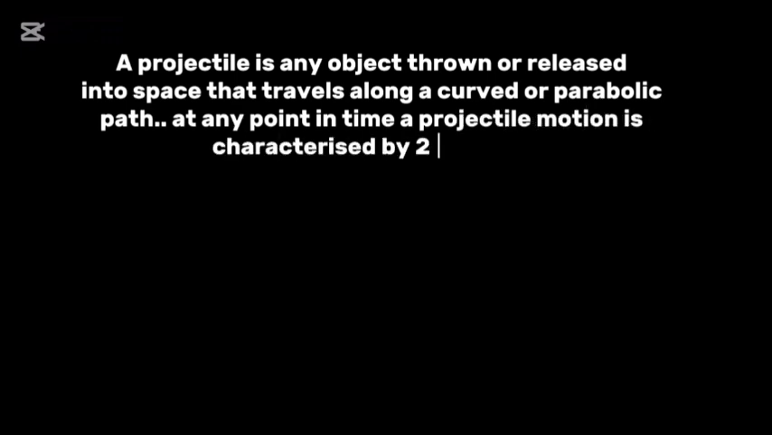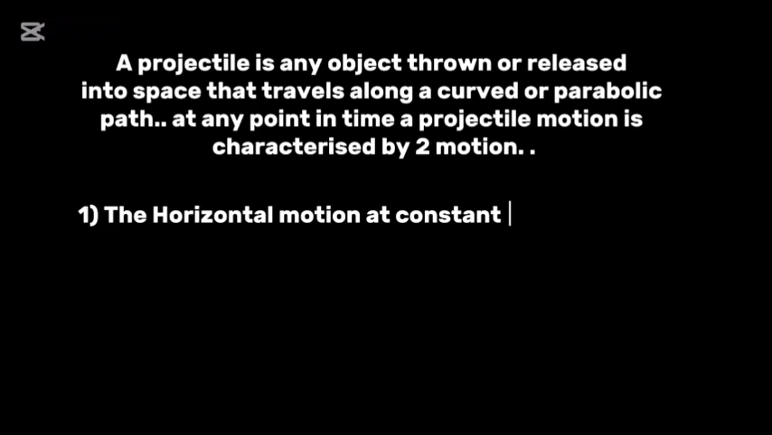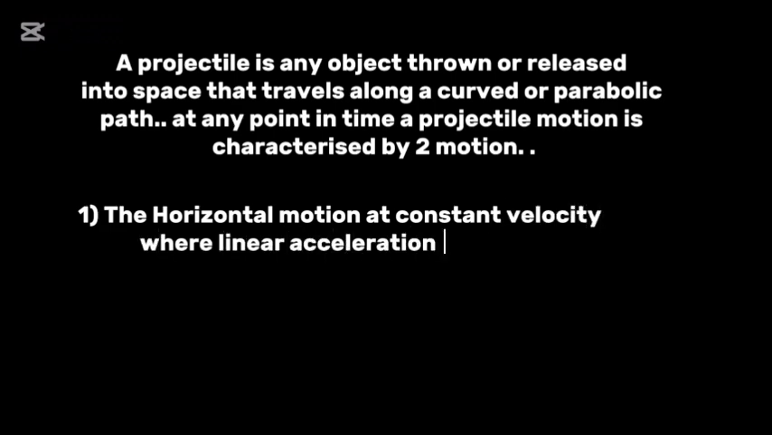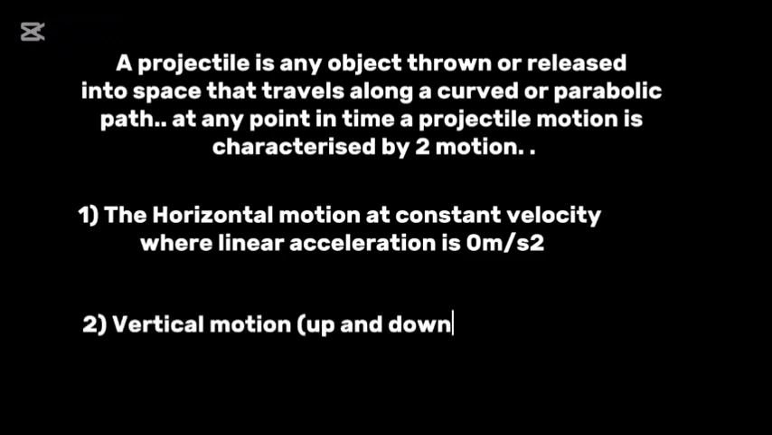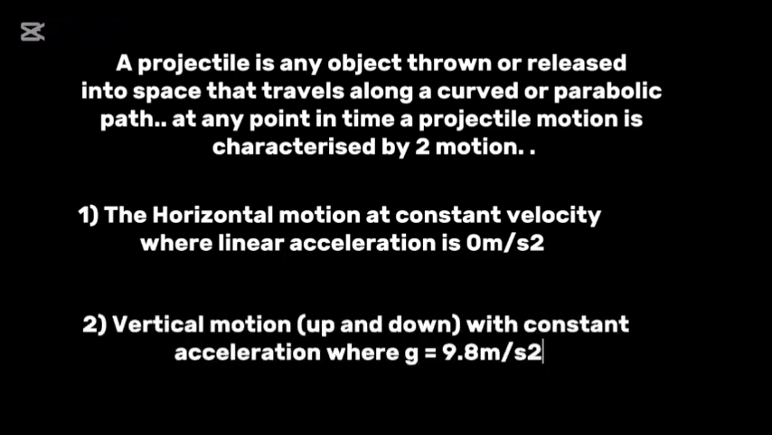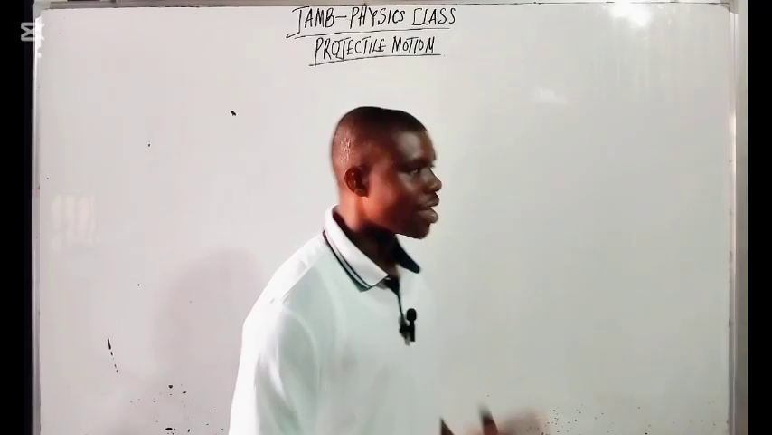Projectile is any object thrown or released into space that travels along a curved or parabolic path. At any point in time, a projectile motion is characterized by two motions. One, the horizontal motion at constant velocity, where the linear acceleration is equal to 0 meter per second square. Number two, vertical motion, the up and down, with constant acceleration, where gravitational acceleration g is equal to 9.8 meter per second square. Do you understand?